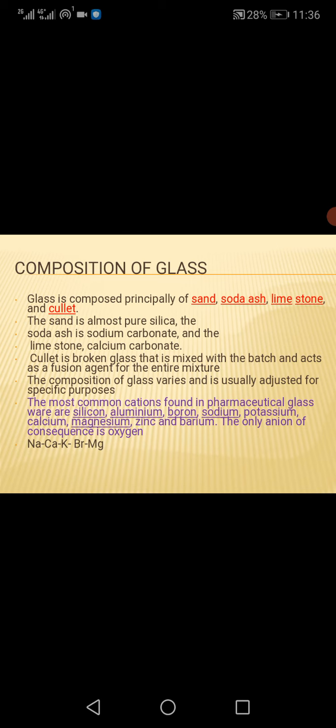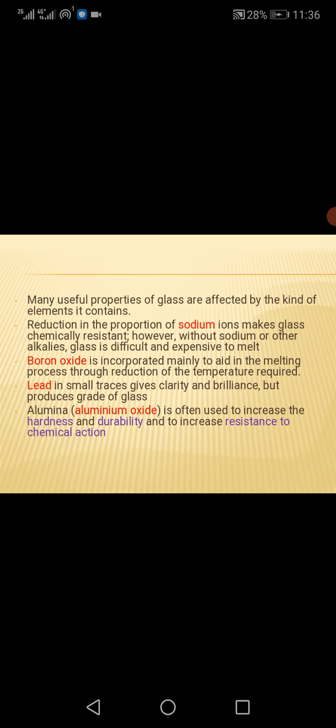The most common cations found in pharmaceutical glass are silicon, aluminum, boron, sodium, potassium, calcium, magnesium, zinc, and barium. The only anion of consequence is oxygen. Many useful properties of glass are affected by the kind of element it contains. Reduction in the proportion of sodium ion makes glass chemically resistant.